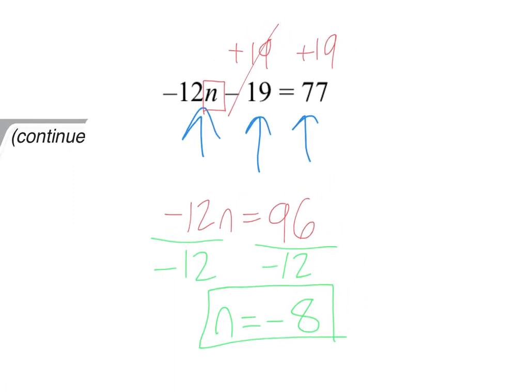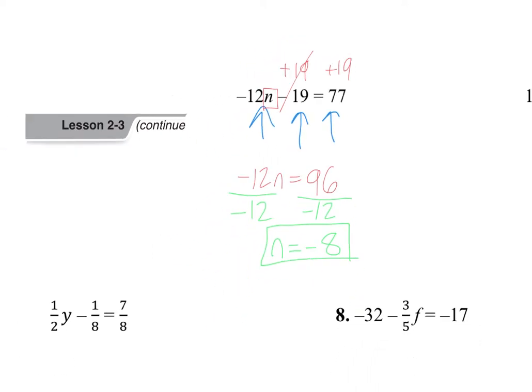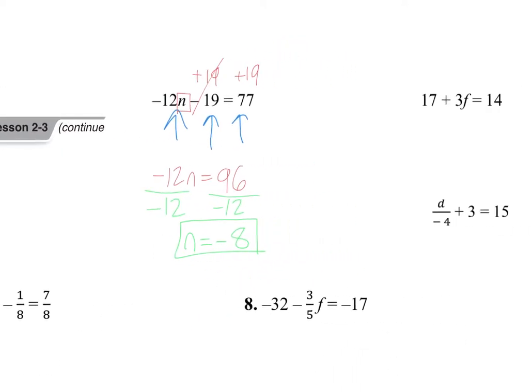Now, notice all we did here. We just did two steps. So if you can solve a one-step equation, we can solve these as well because it's very similar. Here I added 19 on both sides, and then I divided by negative 12. So it's not too much more difficult, it's just a little bit more steps.